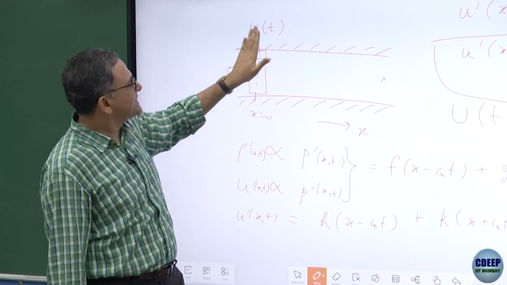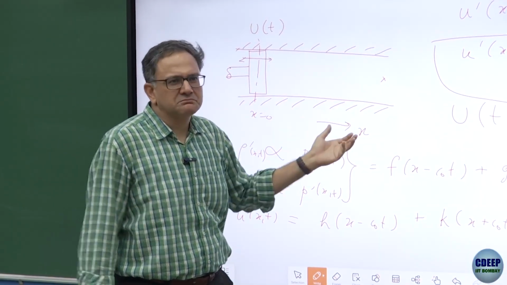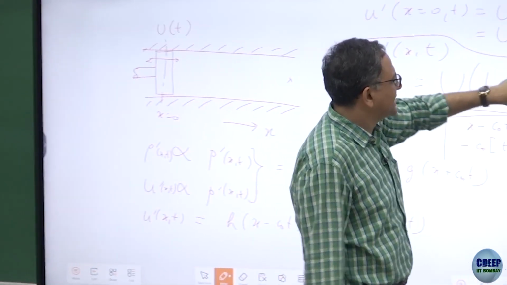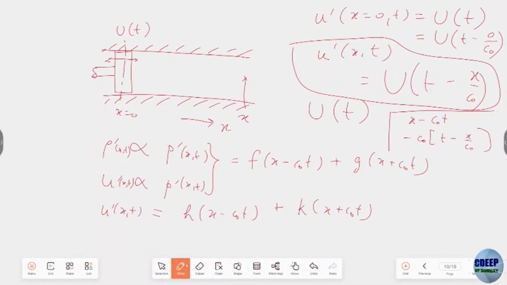So whatever this guy is going to be doing is going to be felt here, but after some time, which is what is given by this. So after what time? X by c naught. If this is at x, then the time delay for information to reach that x is x by c naught. That's not surprising. So physically it makes a whole lot of sense.